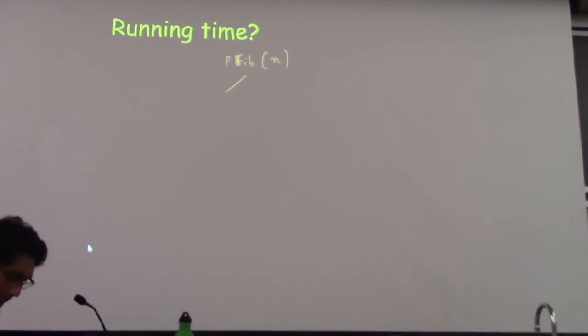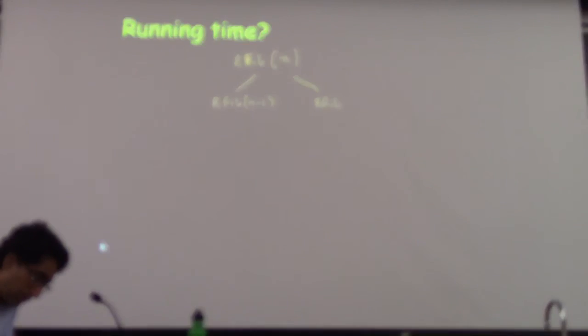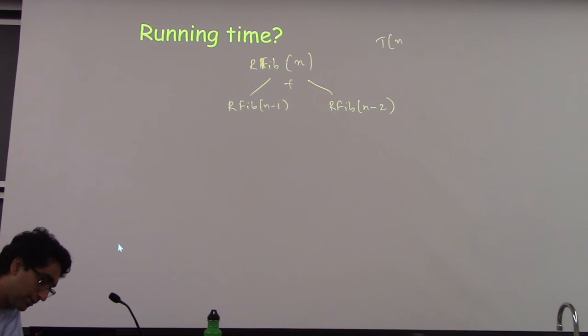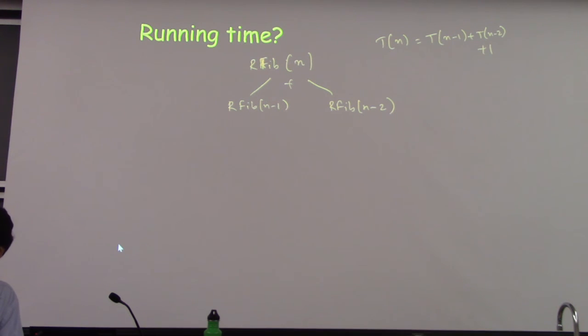We have this, let me just call it FIB of n, and what it was doing was calling FIB of n minus 1 plus FIB of n minus 2, and it was adding the two answers that you get. So you have that T of n is equal to T of n minus 1 plus T of n minus 2 plus 1. Why the plus 1? You're adding and returning something, right? So that's plus that. So what does this solve to?